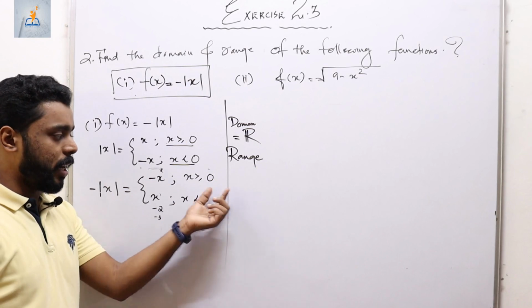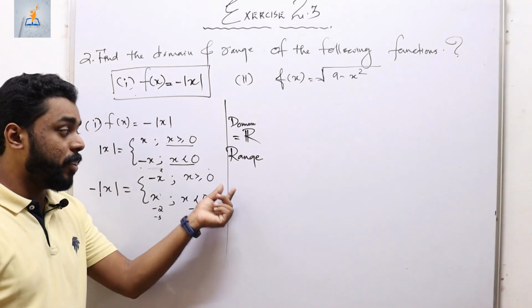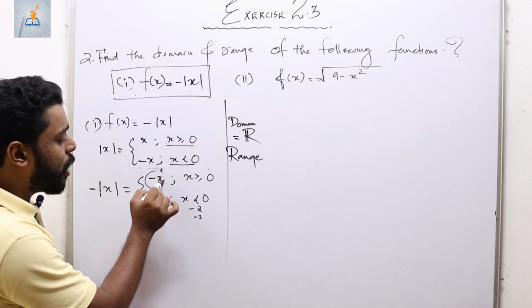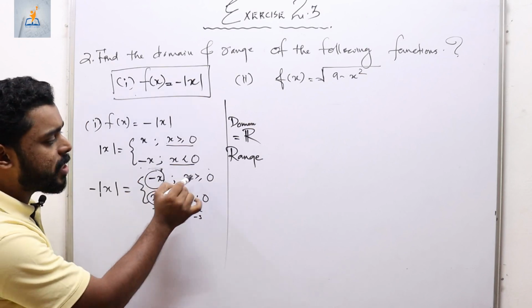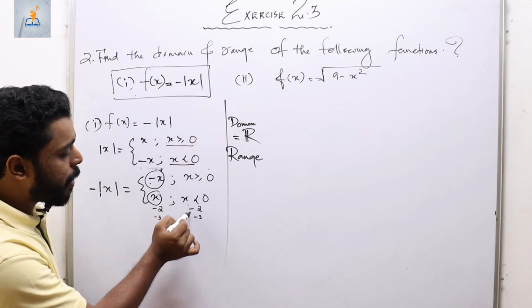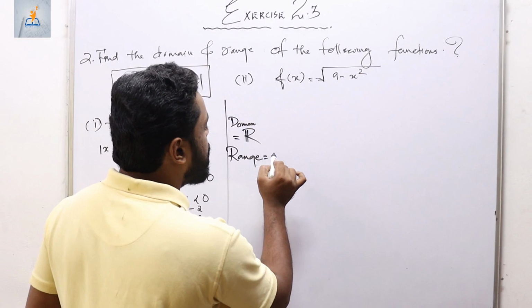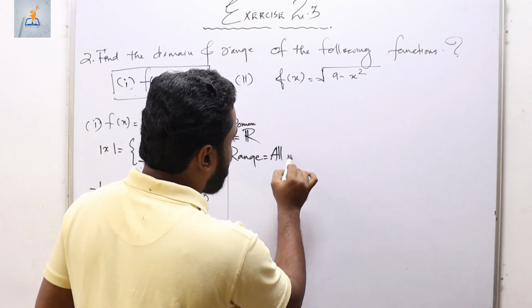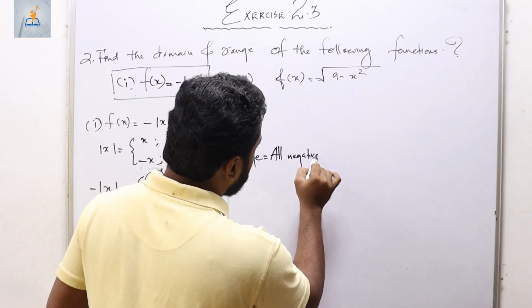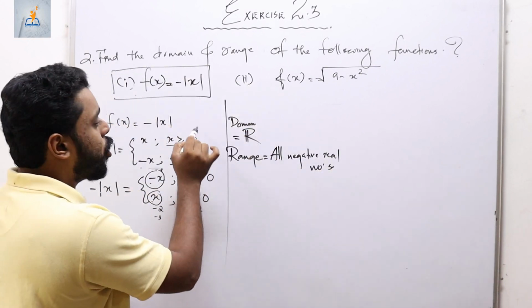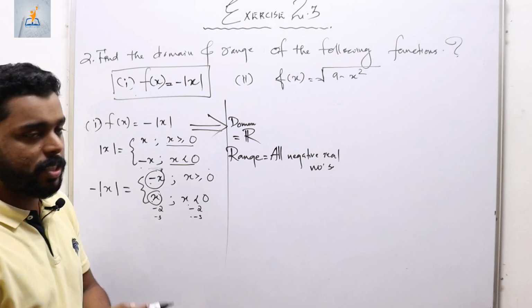Whatever be the value of x, even if it is positive or even if it is negative, the functional value will always be negative. If it is 2, it is minus 2. If it is minus 2, then it is minus 2 itself, isn't it? So range is all negative real numbers. So this is the domain and range of the first function.